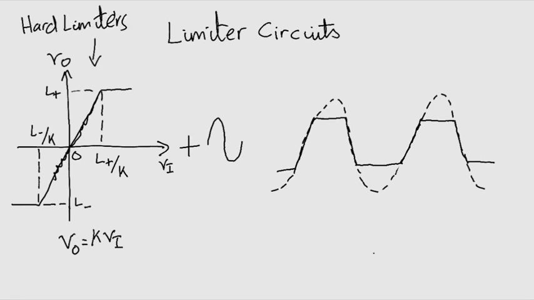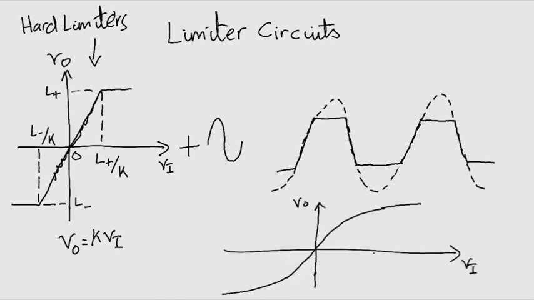Soft limiters also exist with a transfer characteristic like this at the bottom of your screen. They have smoother transitions between linear and saturation regions. In saturation regions, their slope is greater than 0. Look here. Compare this with the straight lines here and here. Both these limiters find uses in applications.